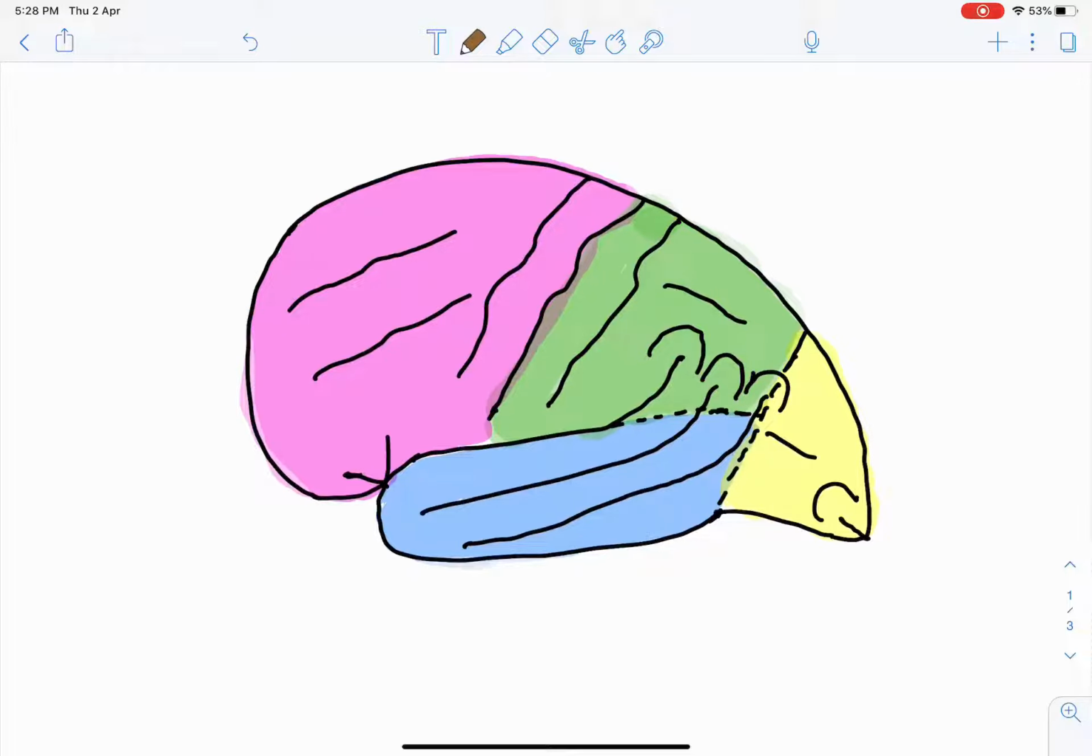In addition to all this, there is a large mass of grey matter embedded in the basal part of the white matter, which is collectively called the basal ganglia or the basal nuclei. And the cavity of the cerebral hemisphere is formed by the lateral ventricle.